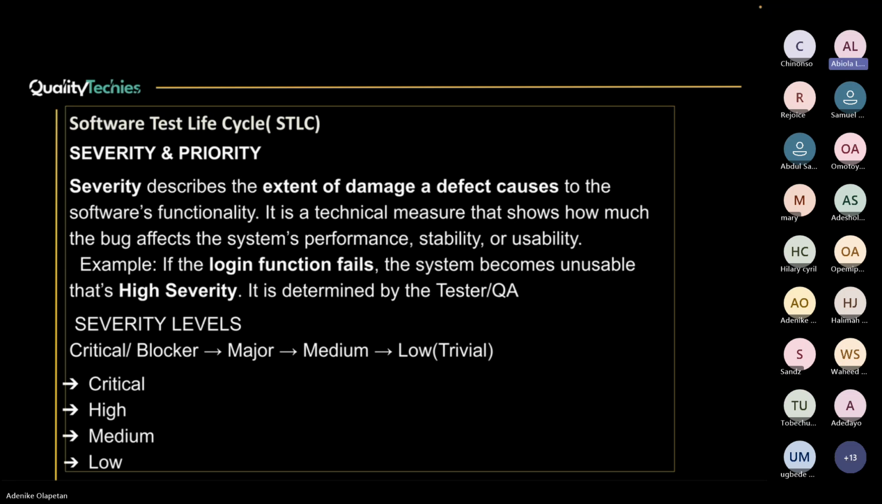Critical: I can't log into my application. Critical: I cannot make a transfer. Critical: I can't change my password. Imagine you forgot your password and the person is in a hospital or in a mall, you want to make payments and you forgot your password, you can't change it.